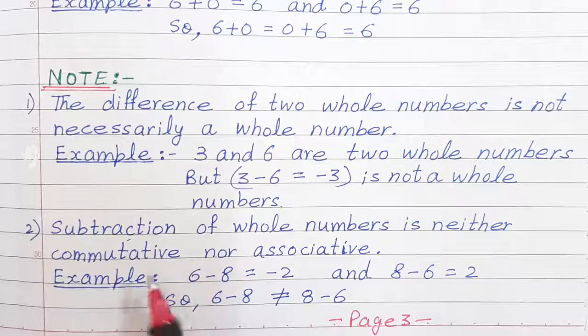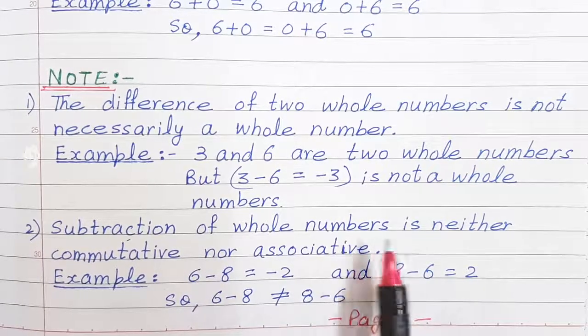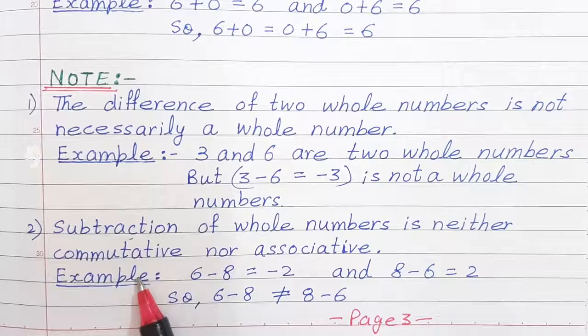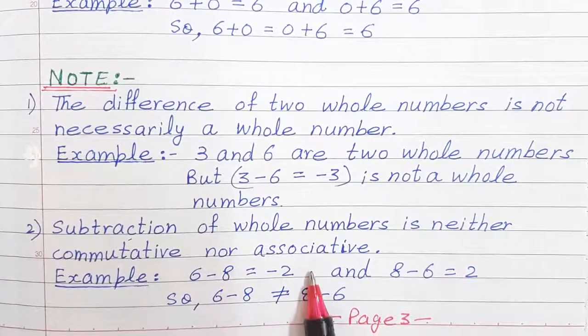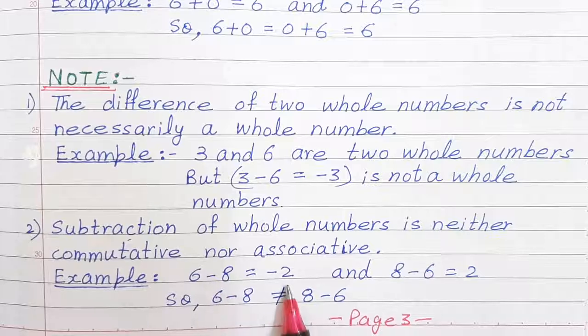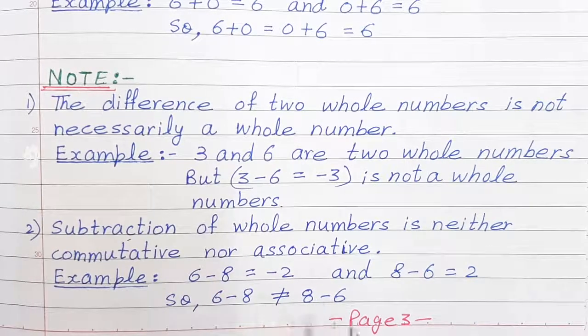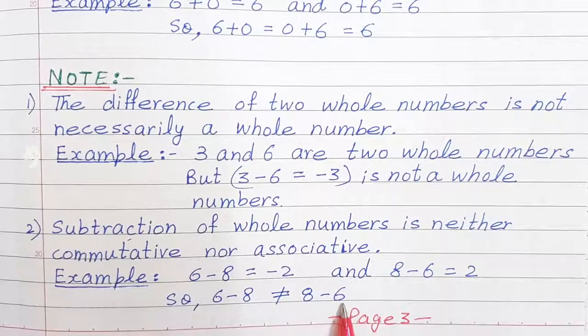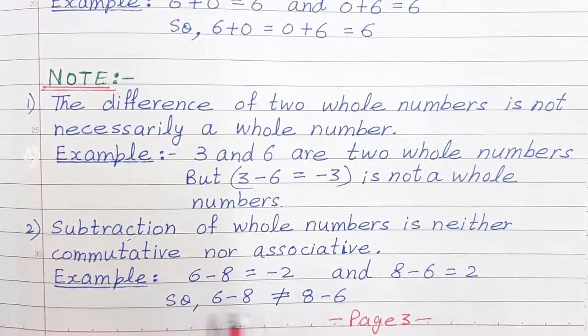Similarly, subtraction of whole numbers is neither commutative nor associative. For example, 6 minus 8 is minus 2, but 8 minus 6 is 2, right? So the two are not equal. I hope it is clear to everyone now.